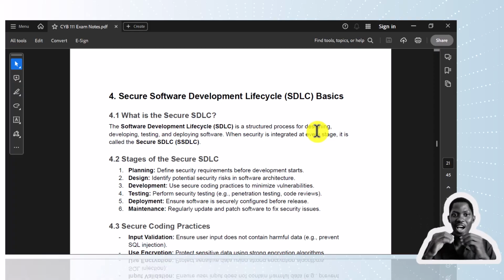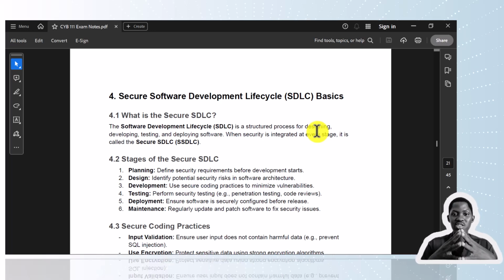The difference is just that at every stage, security is integrated. Now we have these 6 phases, very popular. Sometimes you see 5 in some places. They combine phase 1 and phase 2, stages 1 and 2, in some texts. So now, first stage, planning. Define security requirements before development starts.